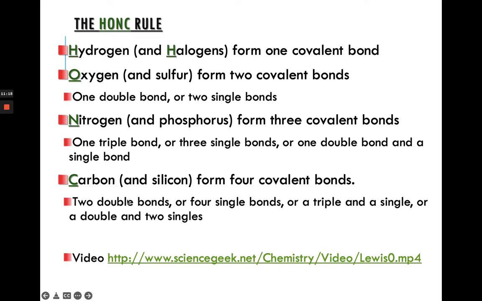And carbon and silicon. Again, the reason for this is that nitrogen and phosphorus, oxygen and sulfur, each pair has the same number of valence electrons. So carbon and silicon can form 2 double bonds, 4 single bonds, a triple and a single, or a double and 2 singles. Okay, we're going to watch a very short video on this that comes from Science Geek.